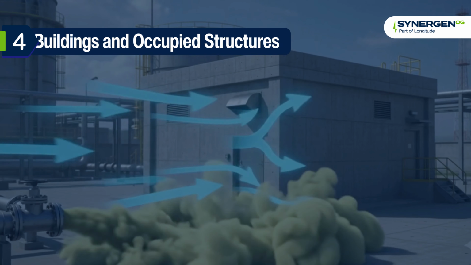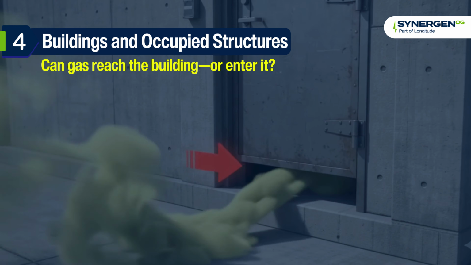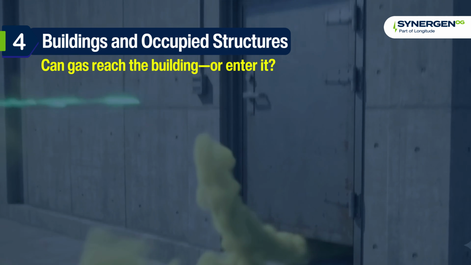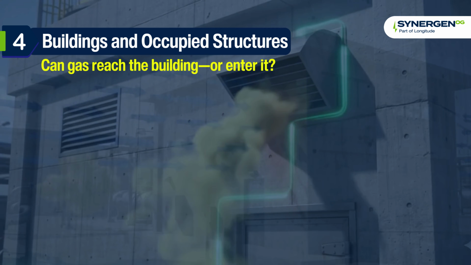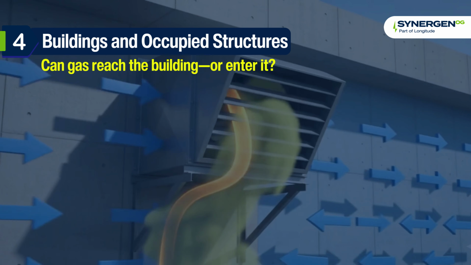Fourth, nearby buildings and occupied structures. The critical question may be whether gas can reach a doorway, penetrate a gap, or be drawn into an HVAC intake. Open terrain assumptions may miss the airflow disturbances created by the building itself.